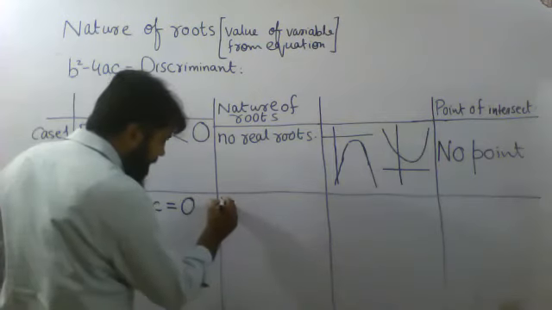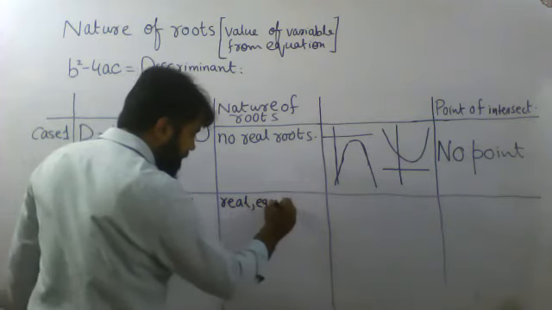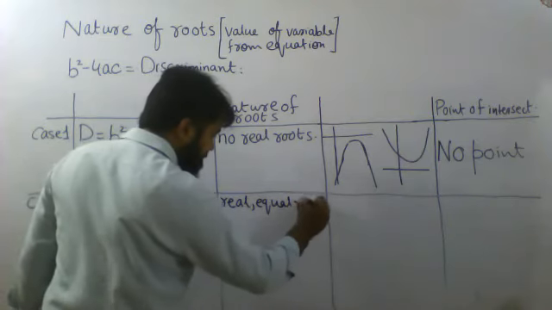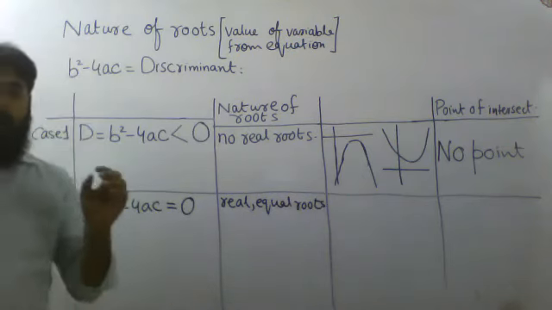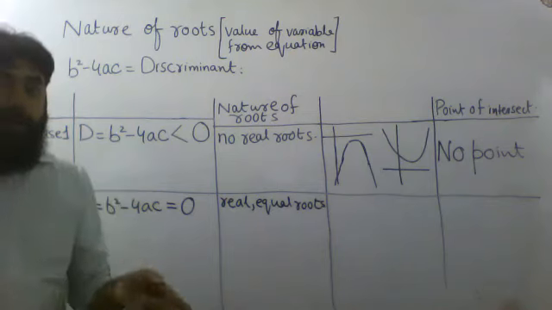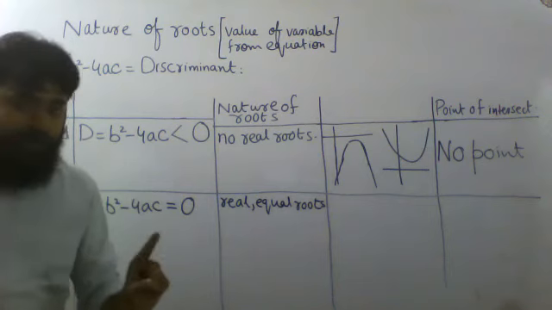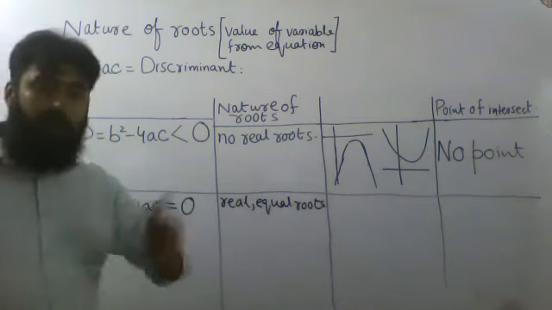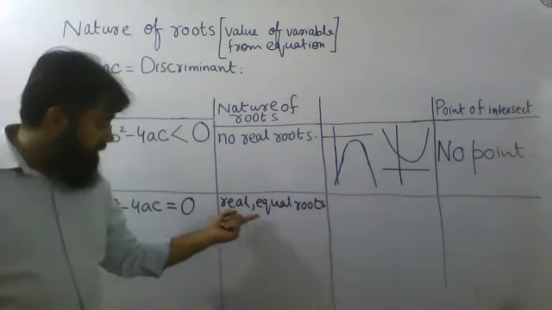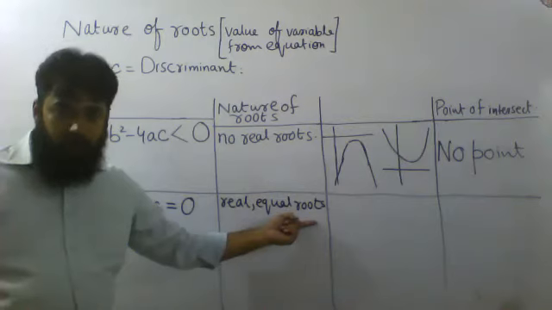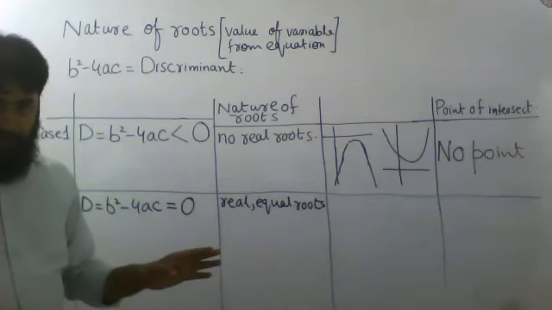The answer will be real equal roots. It means when you solve your quadratic equation, you will have repeated answers. So we call it, okay, we have got two answers, but they are equal to each other. So we can write it as equal roots, or we can write it as repeated roots. Both are the same thing.